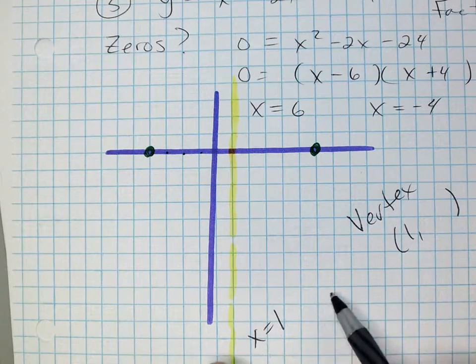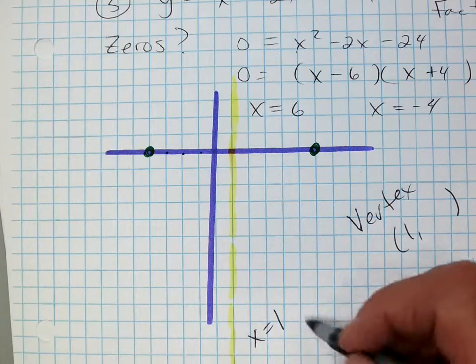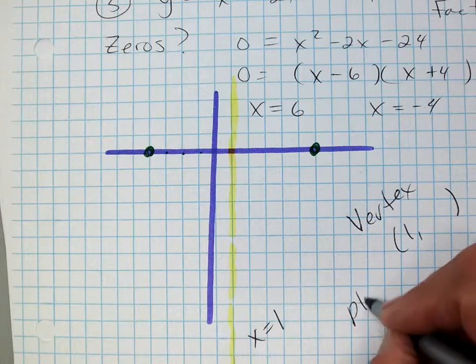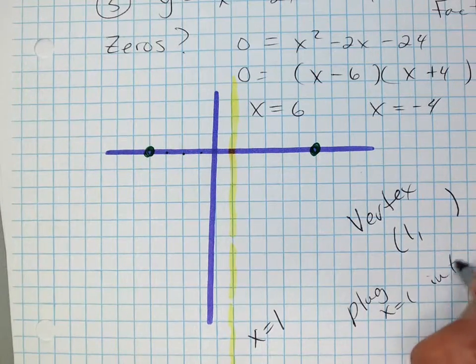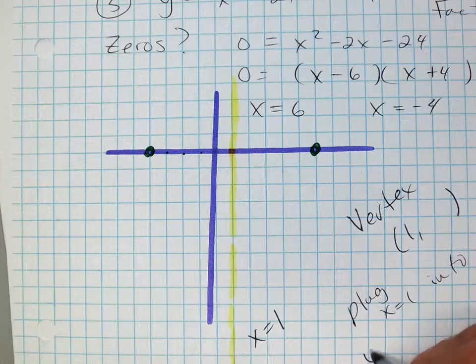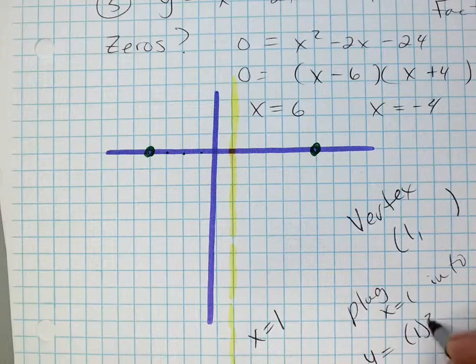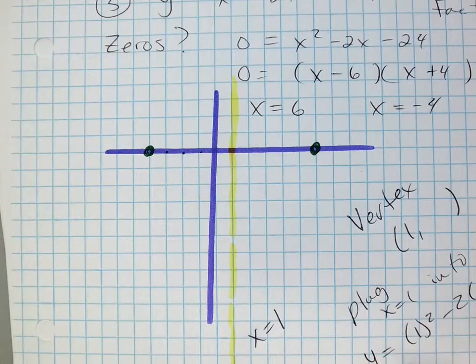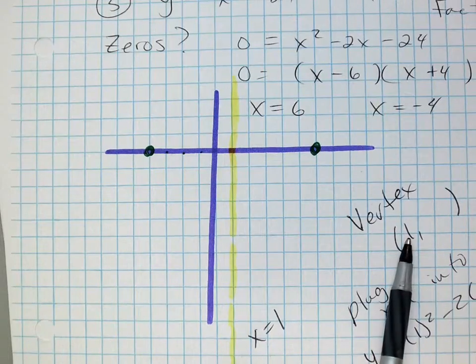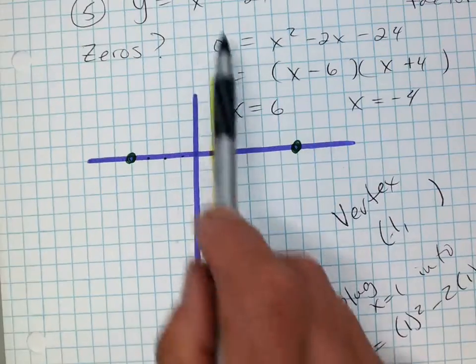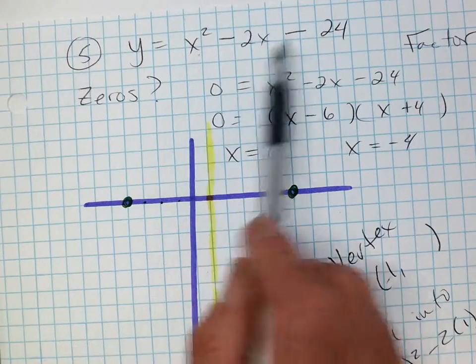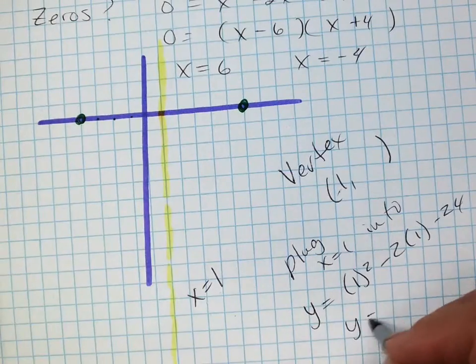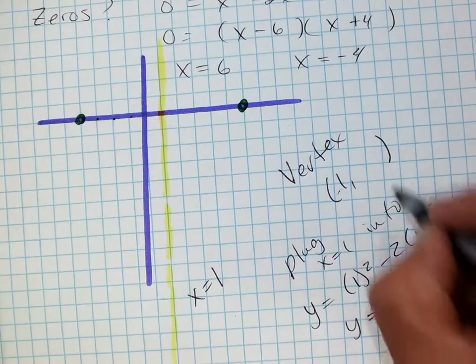Well, it's got an x and y value. To get the corresponding y value, let's just plug it in. Let's plug x equals 1 into my equation. y equals 1 squared minus 2 times 1 minus 24. All we're doing is plugging the 1 into my original equation, okay? Put the 1 there and the 1 there. Okay, so if I use my calculator, I get y equals negative 25. So that's my vertex.